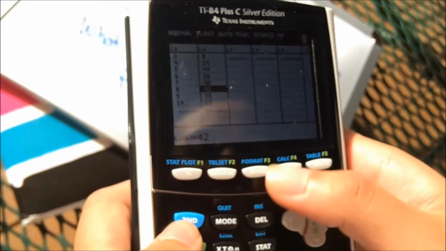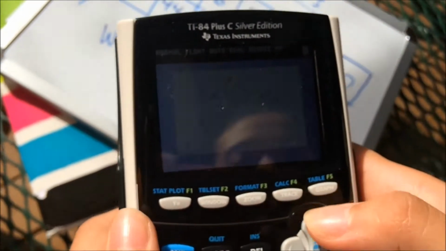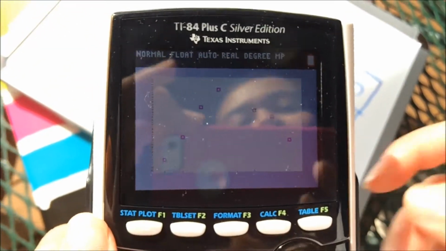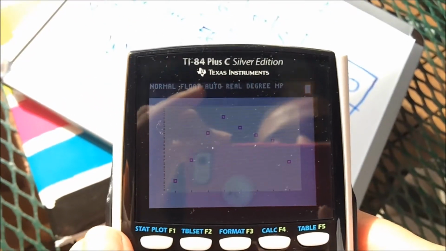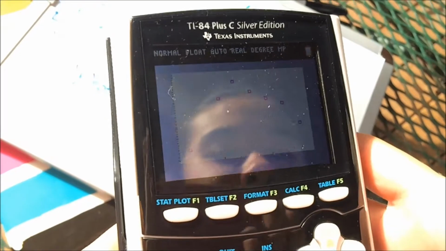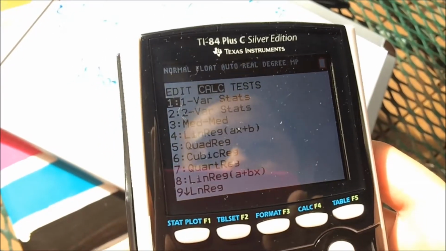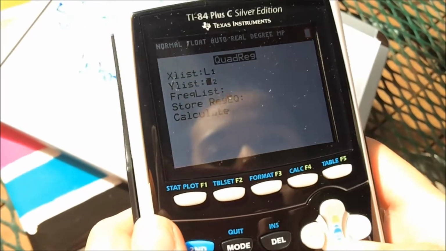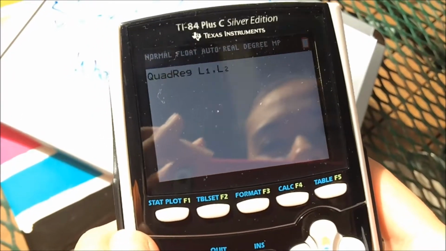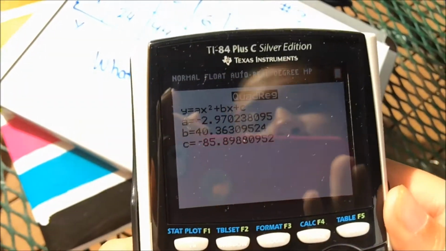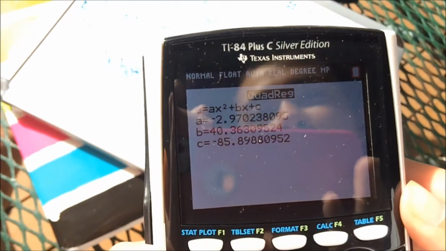So we can just go to the graph, and looking at those, you can determine from our past function lesson that this would be a quadratic function, though upside down. So you're going to go back to Stat, Calc, Quadratic Regression, Calculate, and so this would be your equation of best fit.